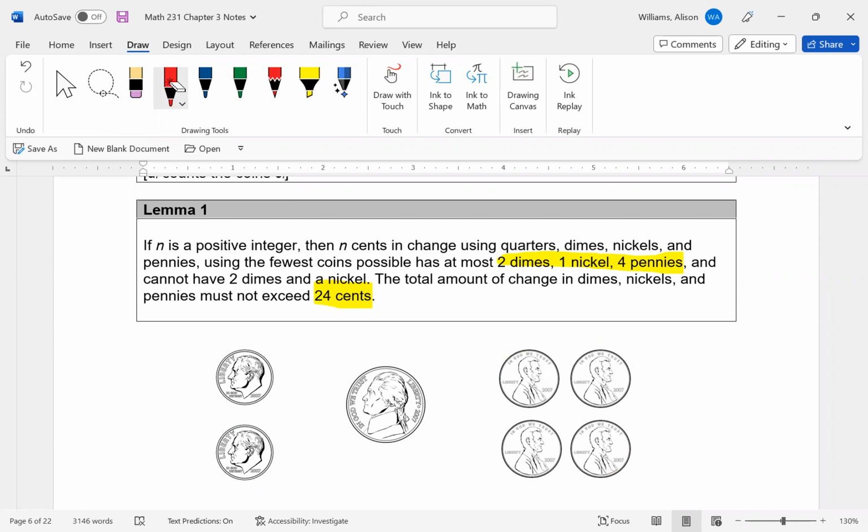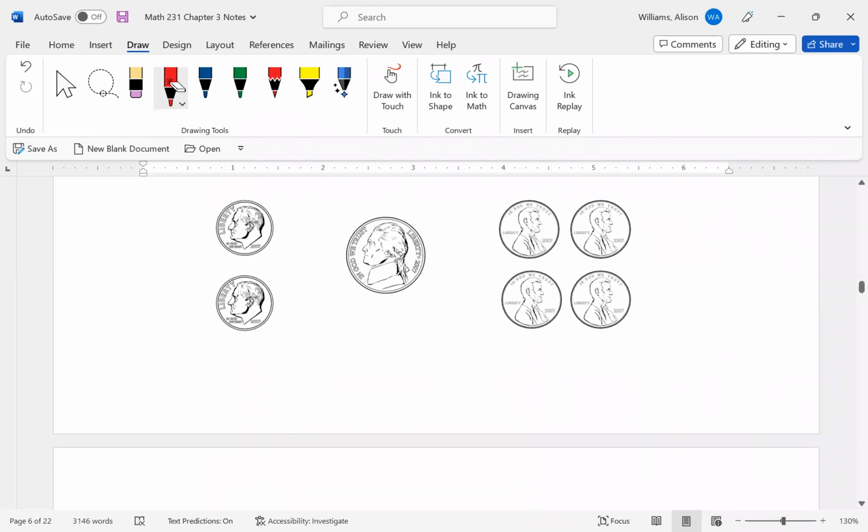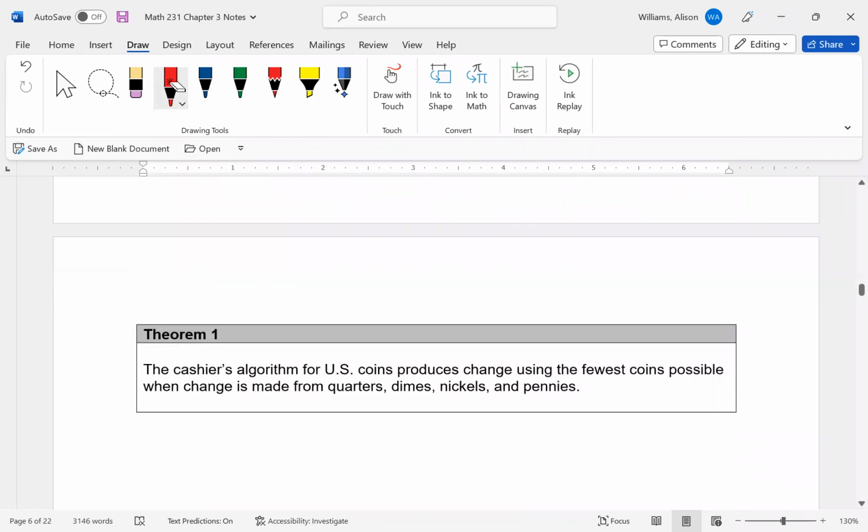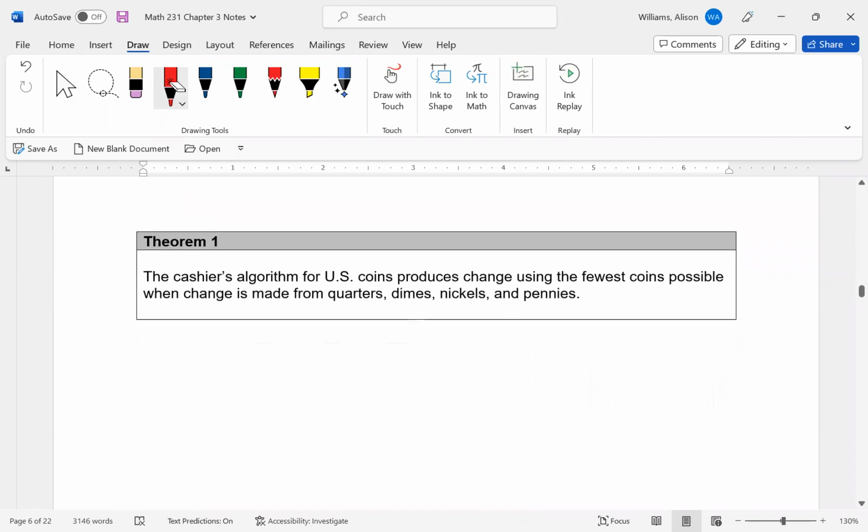can use another quarter. Okay, so here is the theorem we're going to use to prove, that's going to help us prove the cashier's algorithm, which is what we were doing before with the coins, produces change using the fewest coins possible when the change is made from quarters, dimes, nickels, and pennies. Okay, so we're going to highlight this proof, and it's a little bit weird with the lemma. It makes it so easy, but it's going to use proof by contradiction.